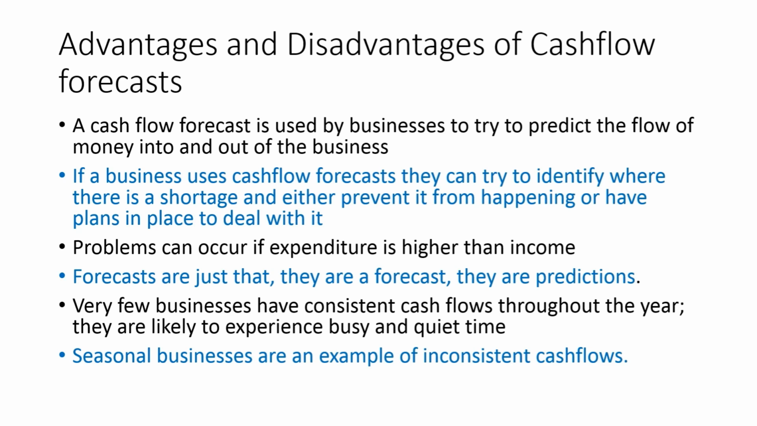Take, for example, a bed and breakfast in a seaside town. The majority of their income would come in the summer months. However, for the rest of the year, they still have to pay rents and rates and utilities, so the fluctuations in their cash flow forecast will be more severe.